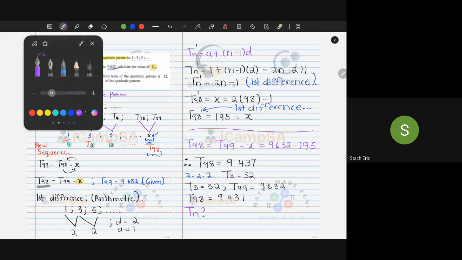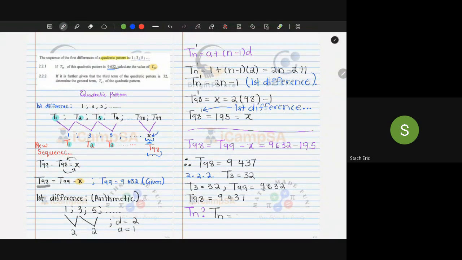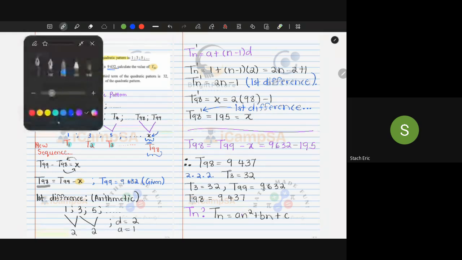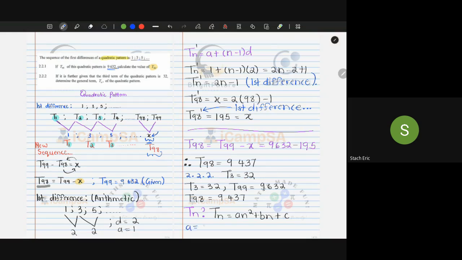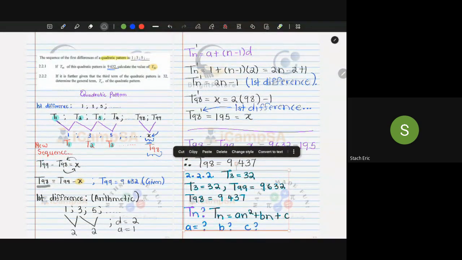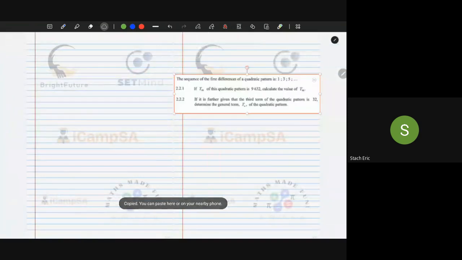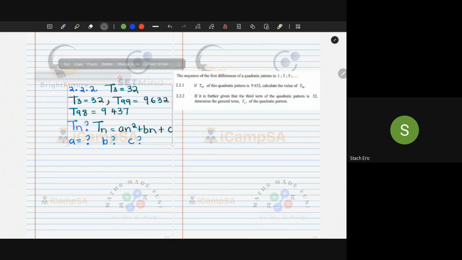And we know for a quadratic sequence, Tn is given by an squared plus bn plus c. So in other words, we need to go and figure out what is the value of a, what is the value of b, and what is the value of c. So let's go to the next page with all of this and go and figure that out. Let me paste this here.